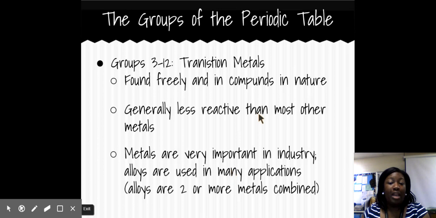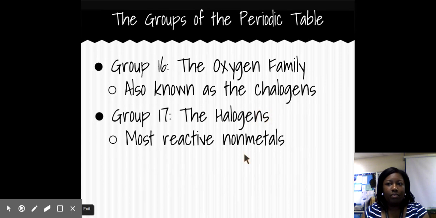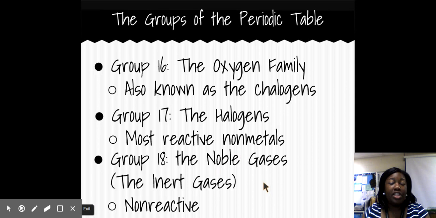And metals are very important in industry. So there are alloys, which are used in many applications. That's where two or more metals are combined. Those are where alloys are. Group 16, the oxygen family, also known as the chalcogens, I'm going to pronounce it wrong. And group 17 are your halogens, and they're the most reactive nonmetals. Group 18 are the noble gases. These are your inert gases, and they're non-reactive, like your neon, your argon, your krypton, your xenon, and your helium.